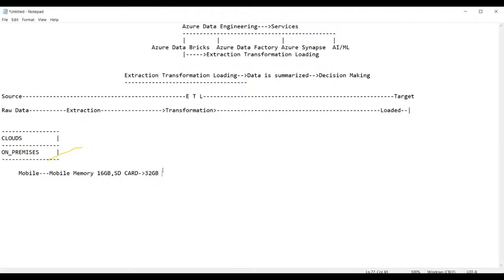So now tell me, in total what is the amount of memory you have in your mobile phone now? 32 plus 16, guys, tell me. 32 plus 16 means what? 48 GB. Very good. So in total, you can store up to 48 GB in your mobile phone along with the SD card. Now, the question is: I have some more videos and photos which amount to around 100 GB.